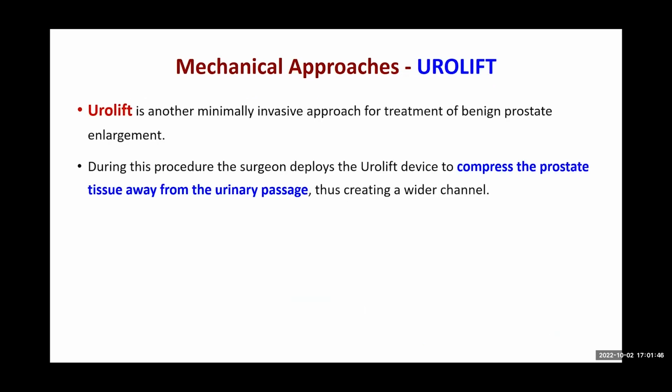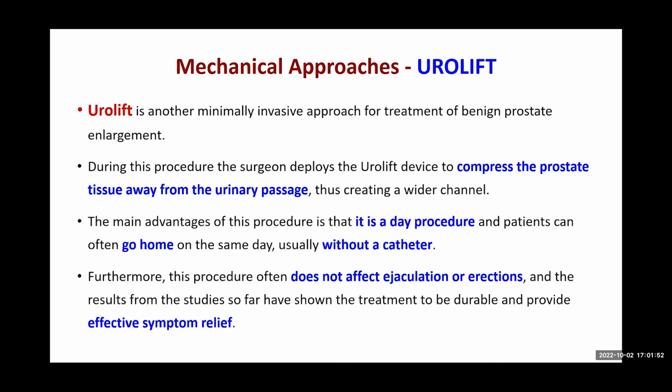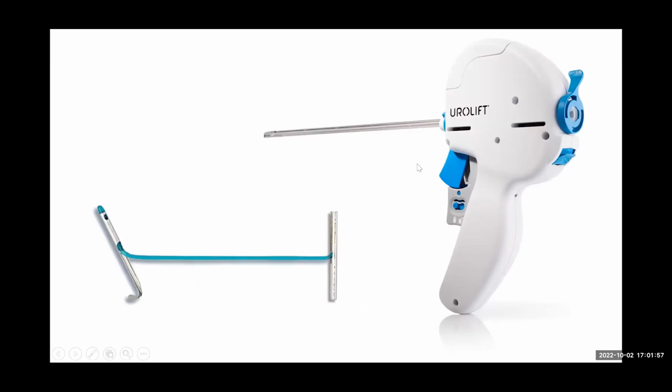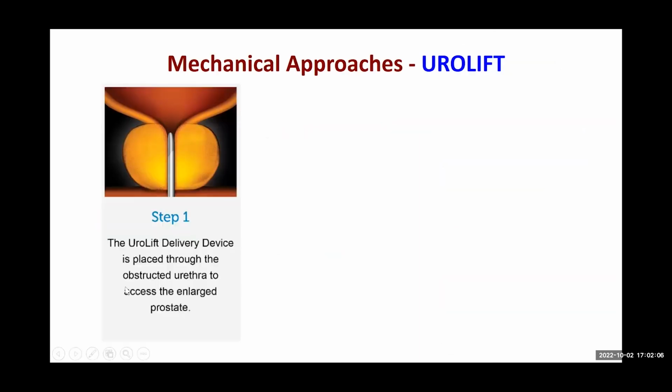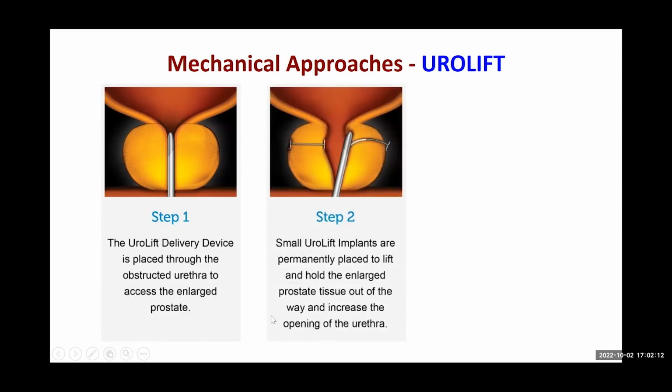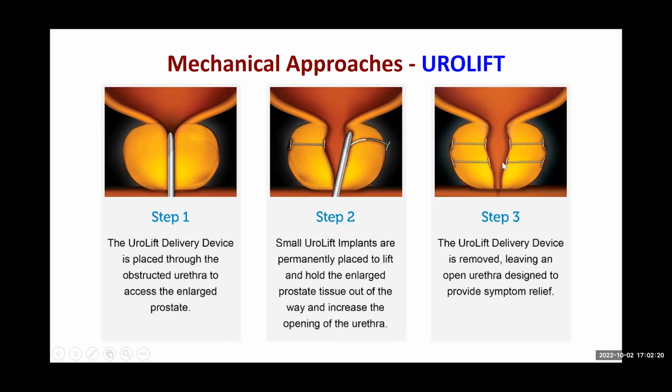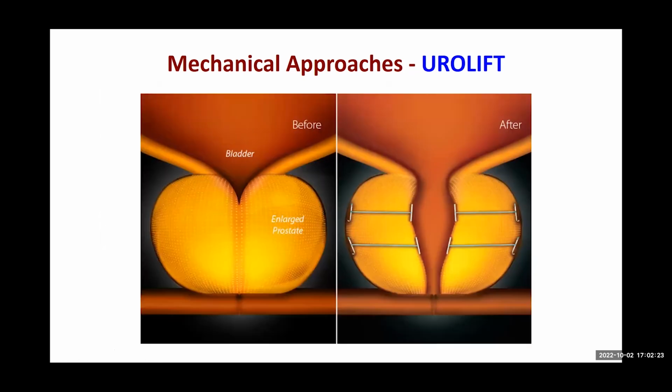Urolift is another technique in which you mechanically try to open up the urethra. I'll show you the pictures. We're not going into details. This is not our field. So here is the equipment that is used for placing these mechanical implants, which we call Urolift. Okay. So this is the device that is used over here. The implants are fixed into place, and that is all. They mechanically open up the urethra. Okay. So this is a blown up view of the same picture.